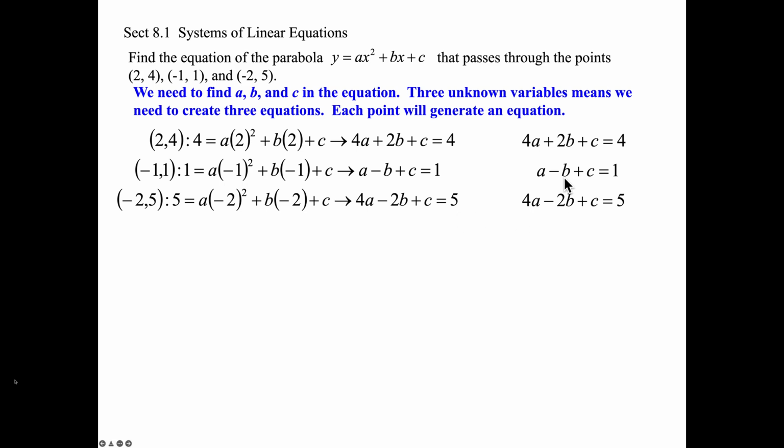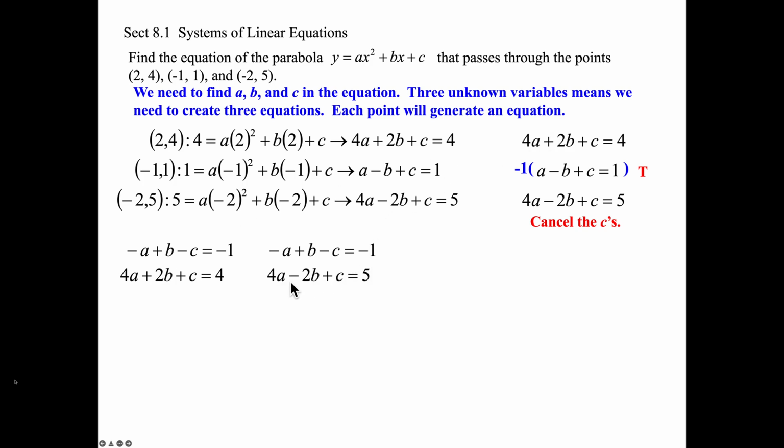Now, here, who do we want to choose for our terminating equation? The 4a, I've got minus 2b, plus 2b. I'm going to choose the middle one. Again, all ones. But here's what I'm going to opt to do. I'm going to look at canceling the c's first. So if I just take this equation and multiply it by a negative 1 first, negative a plus b minus c equals negative 1. Match that up with the first equation, match it up with the third equation. I'm going to cancel my c's right away.